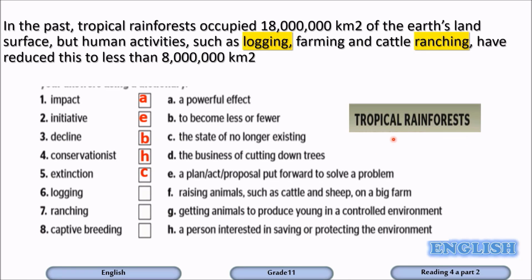Alright, now let's read a sentence from the passage Tropical Rainforest. As you can see here, we have the two highlighted words, and we have the word human activities. So logging, farming, and cattle ranching. So cattle is related to ranching. So what's the meaning of these words? And they have reduced the rainforest, of course. What are the activities that can cause rainforest to reduce? Good. So logging is the business of cutting down trees. Ranching is raising animals such as cattle and sheep on a big farm.